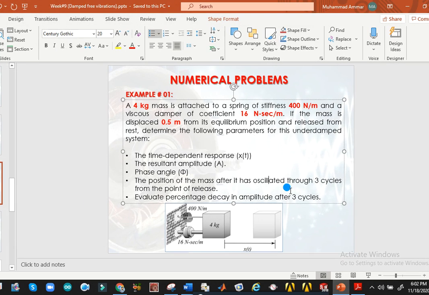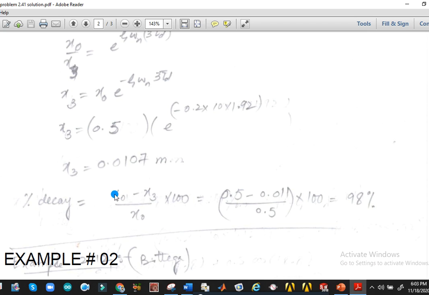And how can we find the percentage decay? That is the last point of the numerical. For example, evaluate the percentage decay in the third cycle. We know that percentage decay is equal to initial amplitude of vibration minus final amplitude of vibration, divided by initial amplitude of vibration, multiplied by 100. So the initial amplitude is x naught, the final amplitude is x3, so (x naught minus x3) divided by x naught multiplied by 100. x naught is 0.5 and x3 is 0.0107, and finally we have 98% decay.